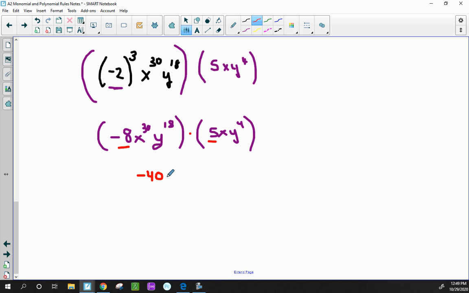You're going to drop your x down. Then you're going to add your powers. This one's a 30, and this one has a 1. So you're going to say 30 plus 1, which is 31. You're going to copy down your y, and you're going to add 18 plus 4 to get 22. And so this is your final solution.